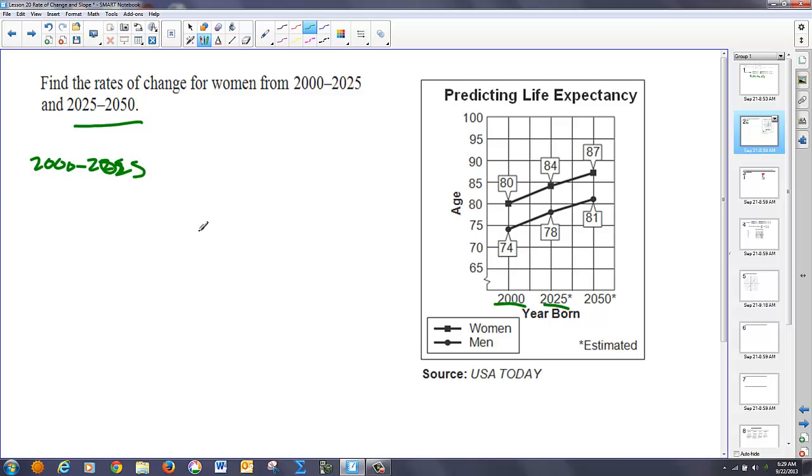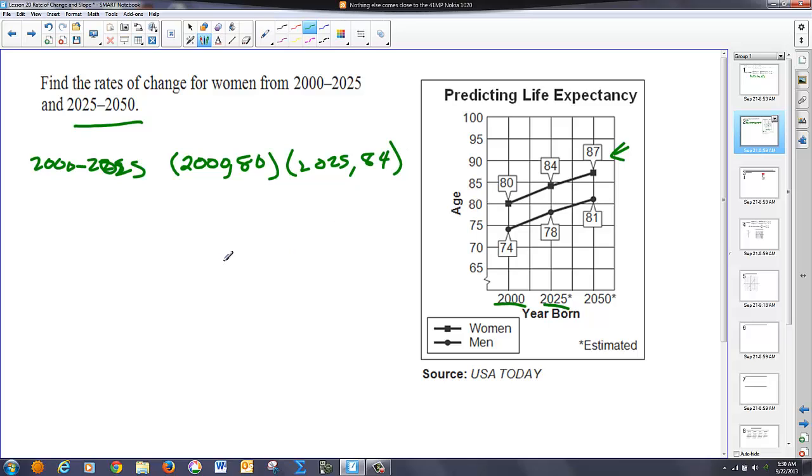And we're going to find the rate of change. So we have to take the y minus the y and the x minus the x. So I'm going to make points out of these. So in 2000, looking at my women, which are the squares on top, that's this graph here, we have 80 at 2000, and then at 2025 we have 84.